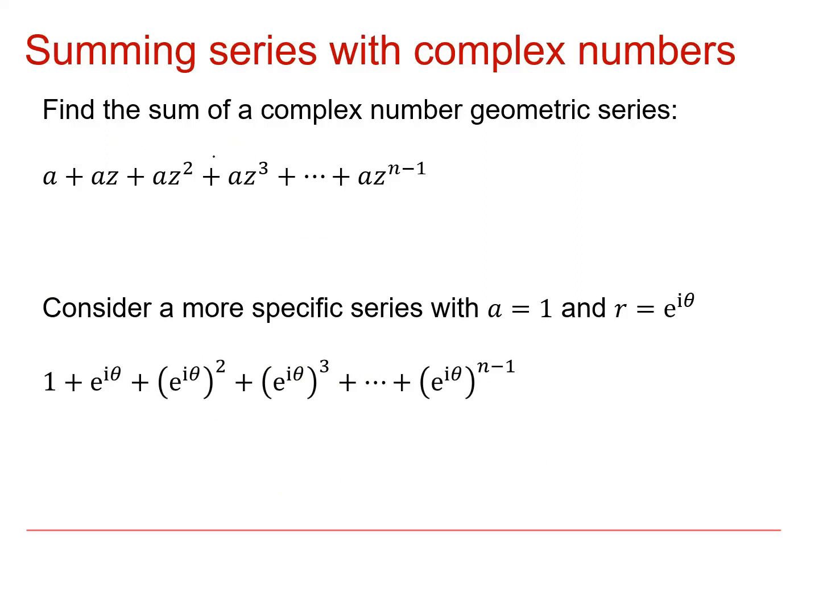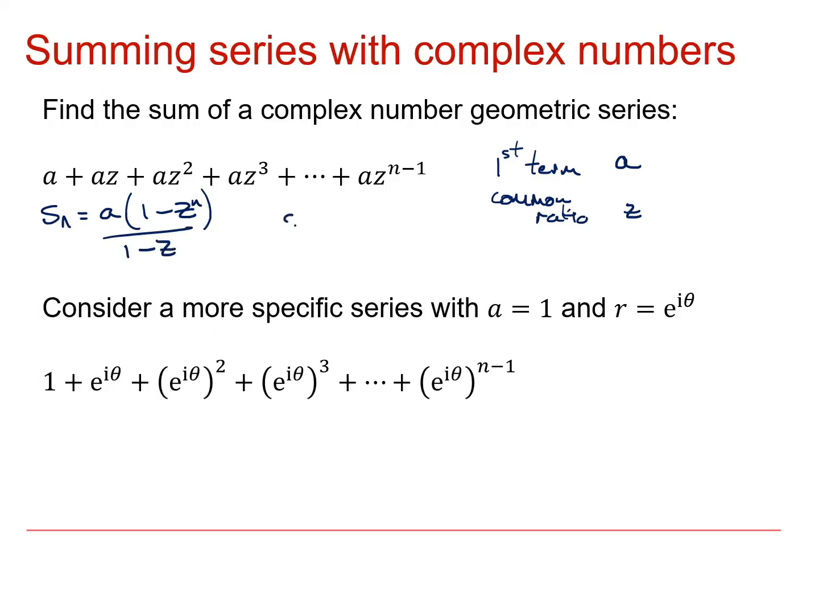So let's have a look at summing series that involve complex numbers. In this first one, I've got a first term a and a common ratio, which is z, and z is a complex number. And this will give me that the sum to n terms is going to be a times 1 minus z to the n all over 1 minus z. And I can form an expression for the sum to infinity, which is a over 1 minus z, and that's provided that mod z is less than 1.